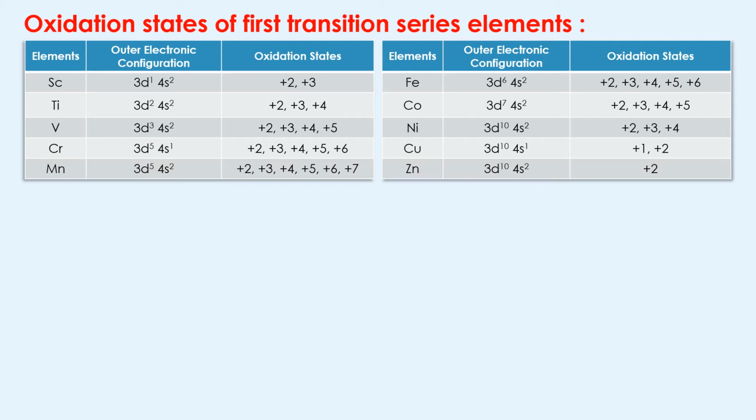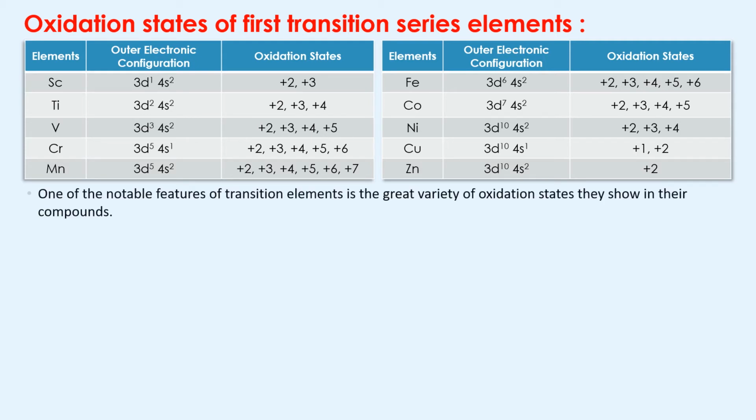If you observe in this table, your manganese shows more oxidation states, from +2 to +7. So this means that the transition elements have the ability to show variable oxidation states in their compounds. That is one of the properties. So how it forms +2 or +3, that we have to see here. What happens? The loss of electrons from the 4s and 3d orbitals leads to the formation of an ion.